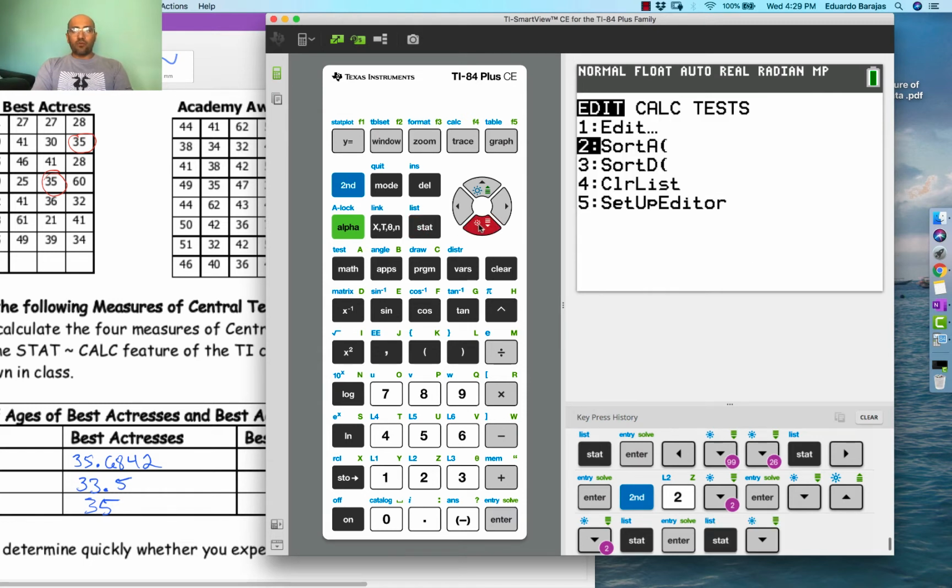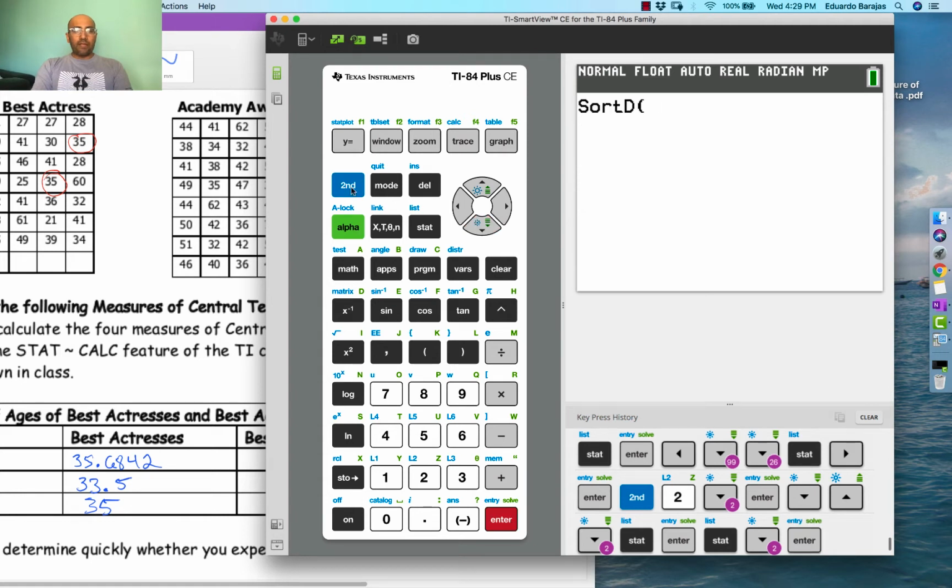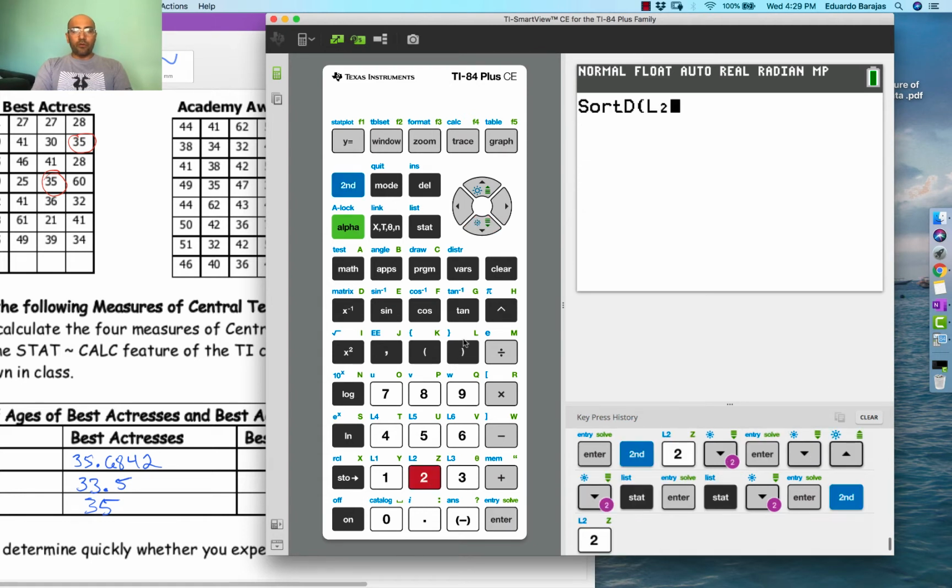Let's sort ascending from smallest to largest. Just for fun, let's go the other way around. Sort descending from the largest to the smallest. And we want to do that to list number 2. Close parentheses, enter.